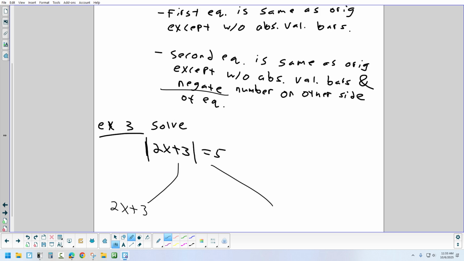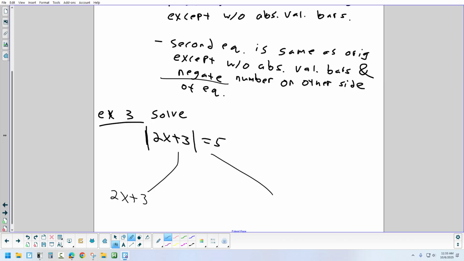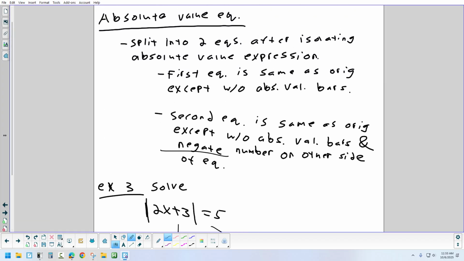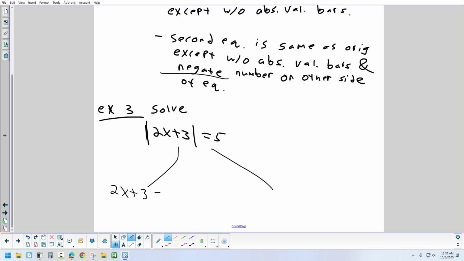So remember, we have to split it into equations. Is that an equation? No. So how do you make an equation? Just set it equal to 0. Yeah? Would it be 2x plus 3 equals 5? Right. So the first equation is the same as the original equation. So you take the original and you remove the bars. Okay? That's all you're doing, just removing the bars.